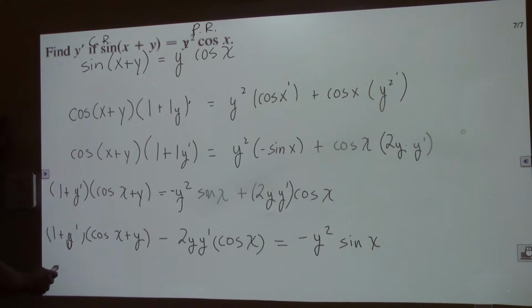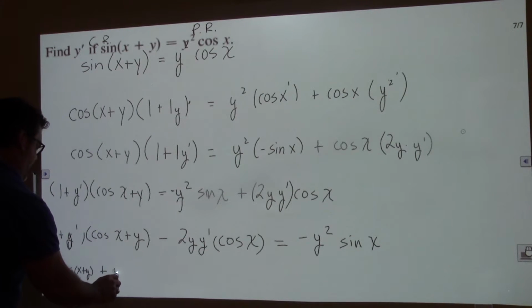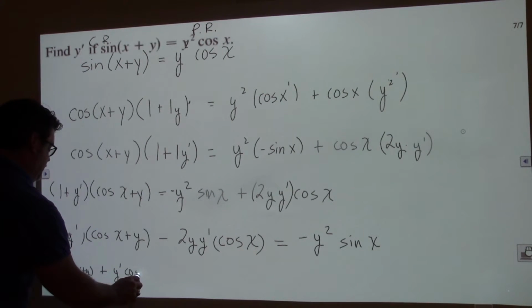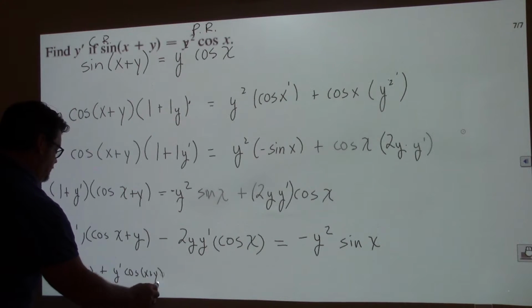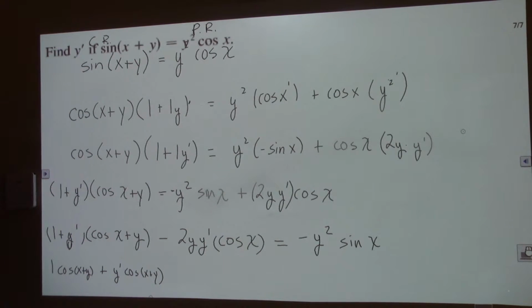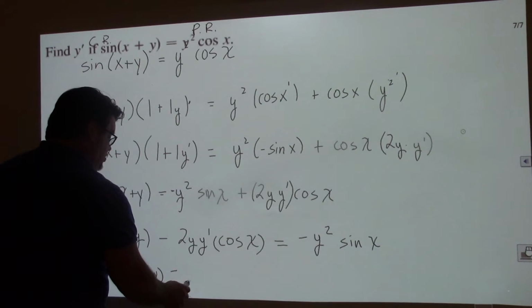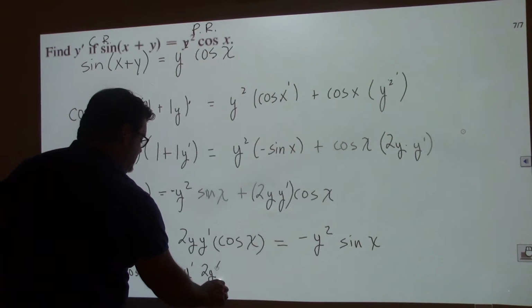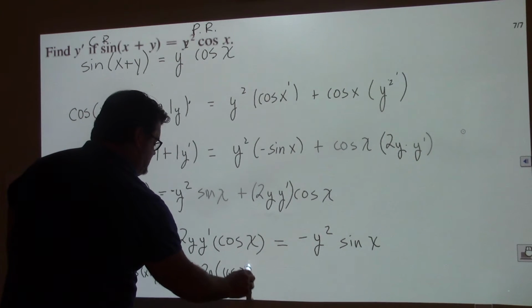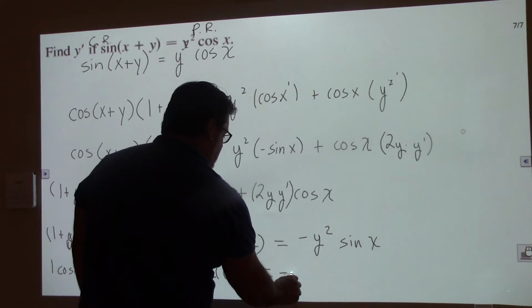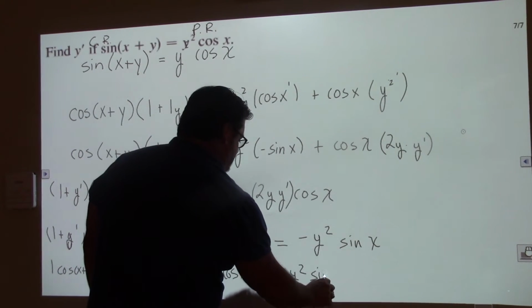So that would be 1 times the cosine of (x plus y). Put that x plus y in little parentheses so you know that the cosine of x plus y is one term. Plus y prime cosine of (x plus y) minus, and I'm just going to do this, y prime 2y cosine of x equals negative y squared sine of x.